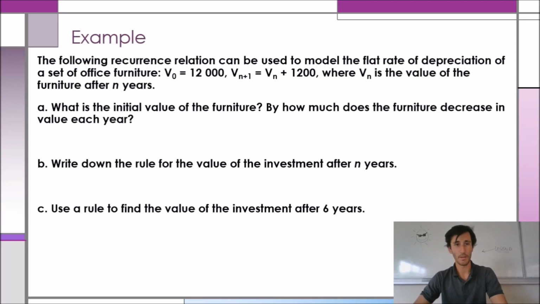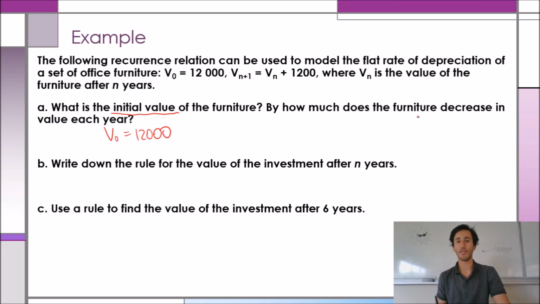All right, next one. The following recurrence relation can be used to model the flat rate of depreciation of a set of office furniture. V0 is 12,000, Vn plus 1 equals Vn plus 1,200, where Vn is the value of the furniture after n years. All right, what's the initial value? Well, V0 equals 12,000. That's our initial value.